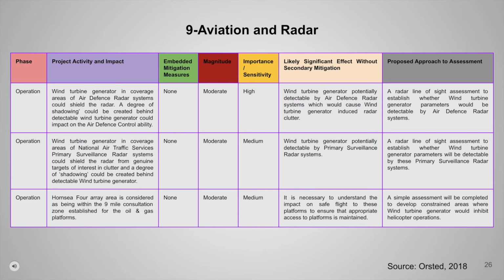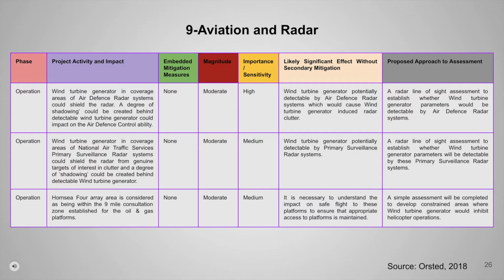Category 9 is aviation and radar. In the operation phase, wind turbine generators in coverage areas of air defense radar systems could shield the radar from genuine targets of interest and induce radar clutter. A degree of shadowing could be created behind detectable wind turbine generators. Any of these potential effects could impact the air defense control's ability to provide a safe and efficient service to aircraft and successfully utilize the radar data to monitor UK airspace from airborne threats. It has moderate magnitude and high importance.